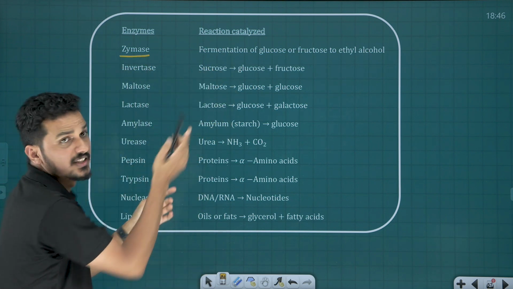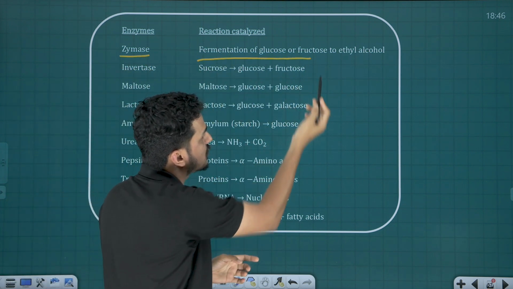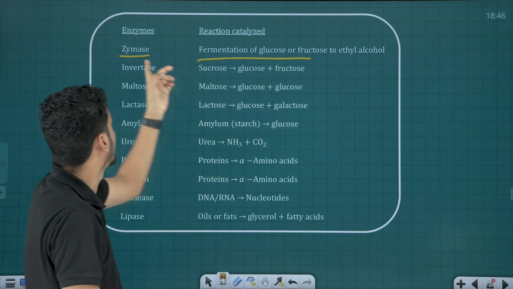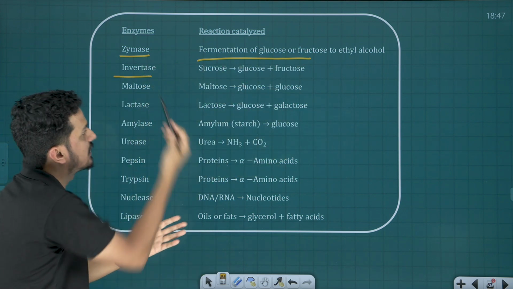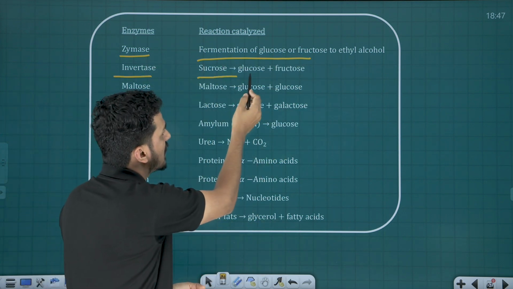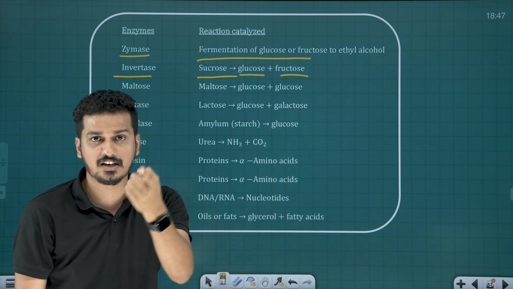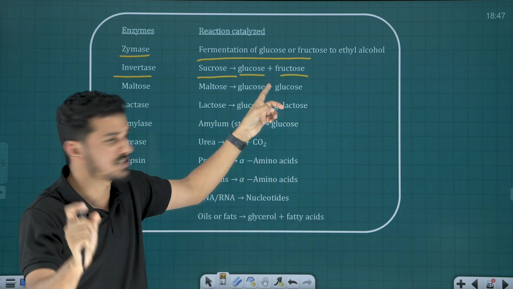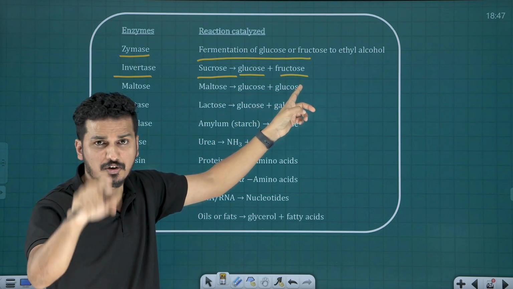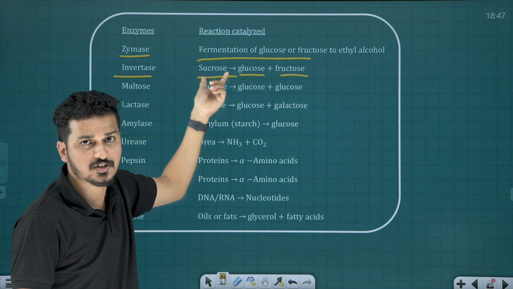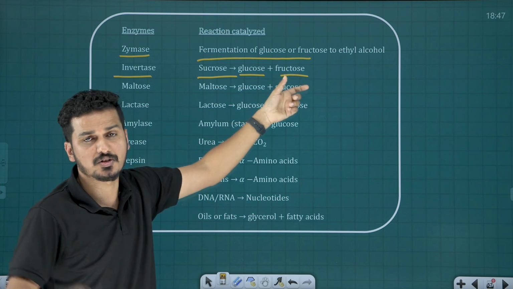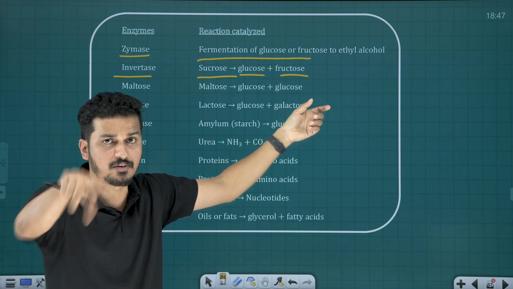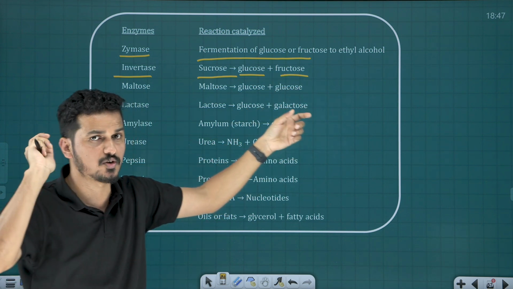The zymase that you learned in the case of fermentation of glucose or fructose to ethyl alcohol, that is zymase. Then invertase means sucrose is converted into glucose and fructose. Glucose is dextrorotatory, fructose is levorotatory, but our sucrose is dextro, and after the reaction the fructose will be more levorotatory. That's why it is called inversion. That idea you know. Invert sugar also, that idea you know.